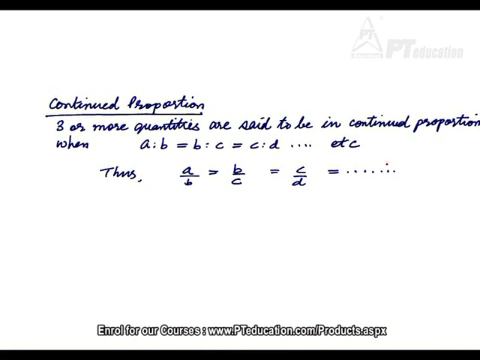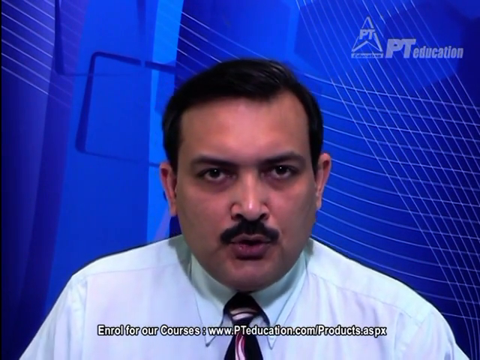Three or more quantities are said to be in continued proportion when A is to B is equal to B is to C is equal to C is to D, etc. Thus, A by B is equal to B by C, and if there is a continued proportion ahead, is equal to C by D is equal to etc. So this is the definition of continued proportion.